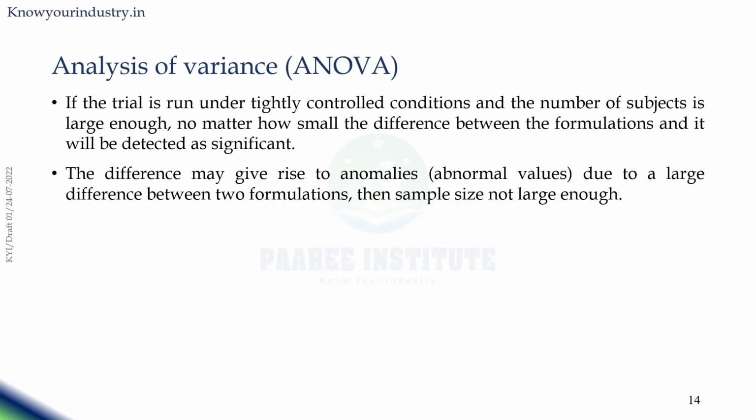If the trial is run under tightly controlled conditions and the number of subjects is large enough, no matter how small the difference between the formulations, it will be detected as significant. The difference may give rise to anomalies or abnormal values due to a large difference between two formulations, if the sample size is not large enough. That means the difference may be increasing due to the abnormal values found in the treatments. Then it will affect the sample size, and the sample size may not be enough to detect the difference.